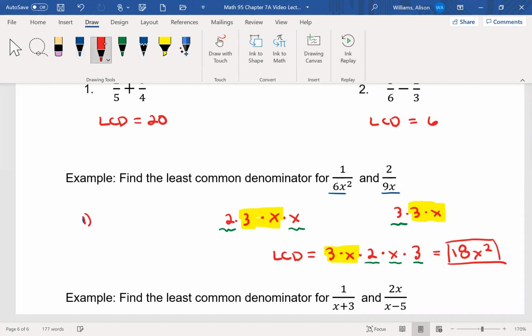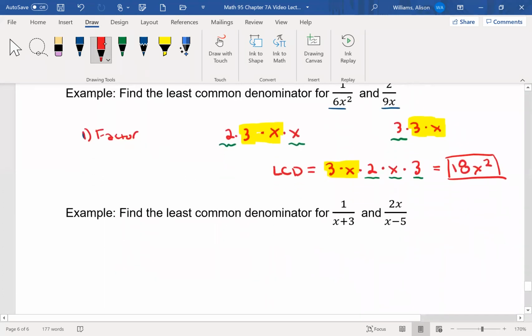Oops. And factoring is going to help make our life a little bit easier. So let's look at this second example here. We have an x plus 3 and an x minus 5. I can't factor those. Like I literally just said we're going to factor, but I literally cannot factor those. They don't have GCFs. They're not difference of squares. So I can't factor them, which means they both just have to be in the LCD.